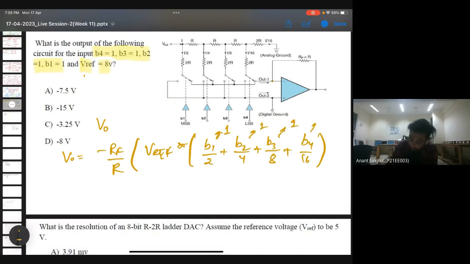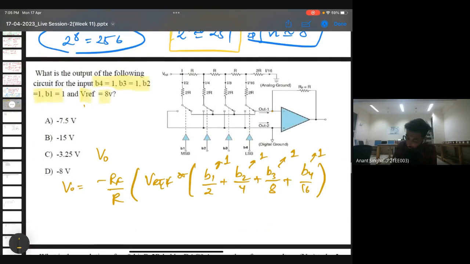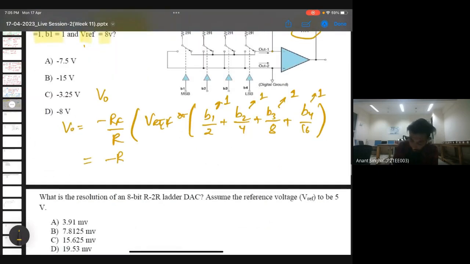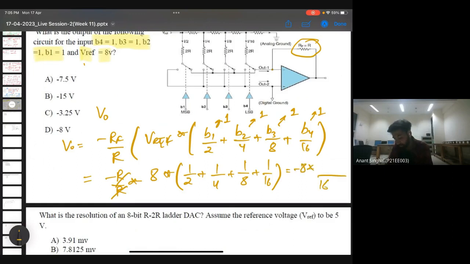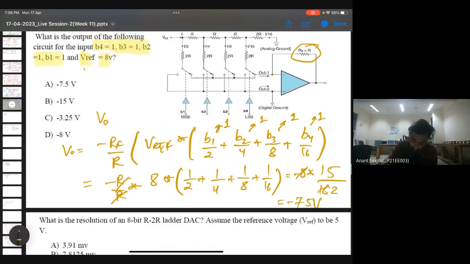So we'll calculate the same. RF is given as R in the circuit, as you can see. So V naught will be minus R upon R, then V reference is 8 volts, and it will be 1 by 2 plus 1 by 4 plus 1 by 8 plus 1 by 16. So R will get cancelled, it will be minus 8, then 16 will be the LCM, so it will be 8 plus 4, it is 12, plus 2, plus 1, it will be 15. So it will be minus 7.5 volts, which is option A.